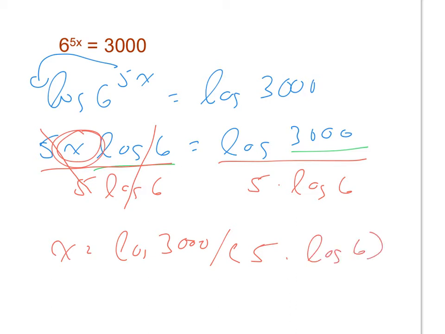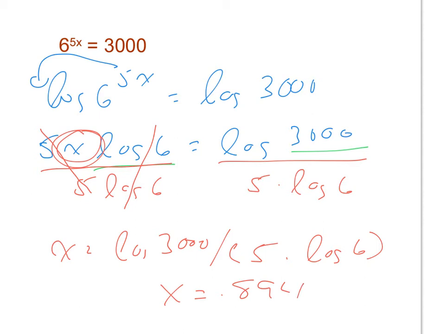Whip out your calculators right now. Punch that in. I'm doing it myself. I can talk and punch at the same time. X is equal to 0.893, let's call it 0.894.